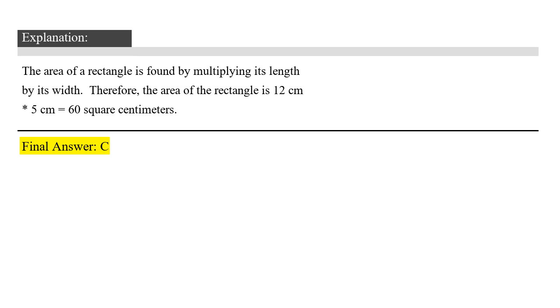The area of a rectangle is found by multiplying its length by its width. Therefore, the area of the rectangle is 12 centimeters * 5 centimeters equals 60 square centimeters.